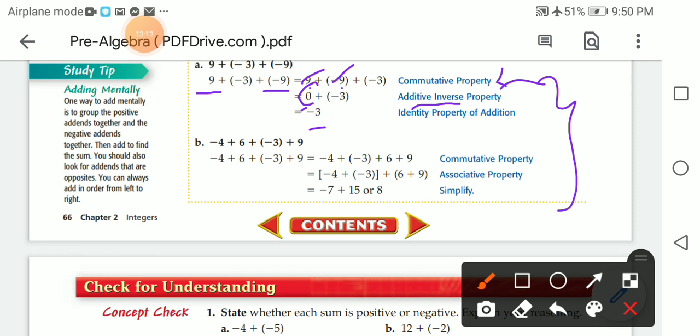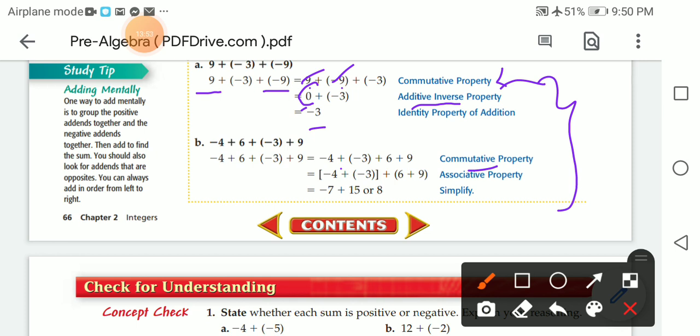Okay, so focus, open your eyes with me. Negative 4 plus 6 plus negative 3 plus 9. What should I do to solve it? I wrote here negative 4 plus negative 3 plus 6 plus 9. This is the commutative property. I changed the places: I put the negatives beside each other and the positives beside each other.